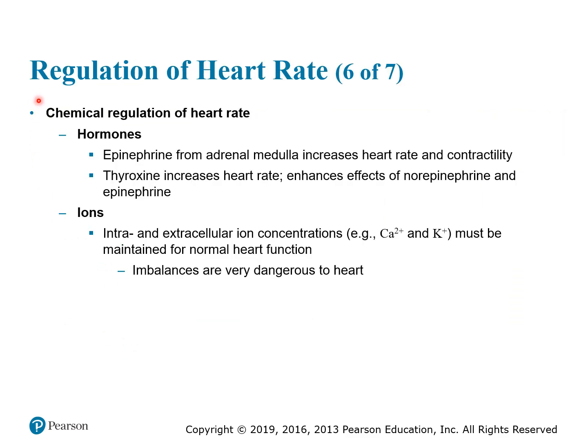Now let's see what the other factors are. We have discussed the first factor which affects the heart rate, which is the autonomic nervous system. Now there are some chemical regulators of the heart rate, which are hormones and ions. Which hormones affect the heart rate? Epinephrine, from the adrenal medulla, increases the heart rate and contractility. Then there is thyroxine, which increases the heart rate, and it also enhances the effect of norepinephrine and epinephrine.